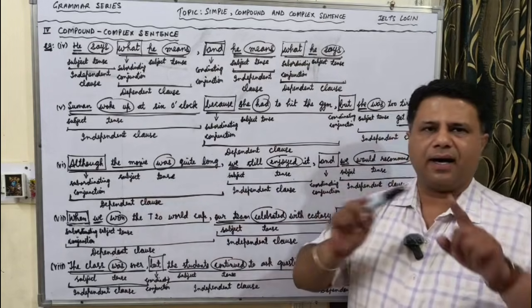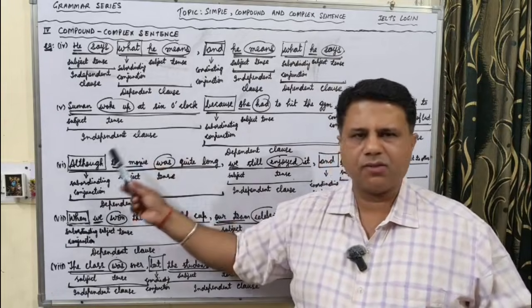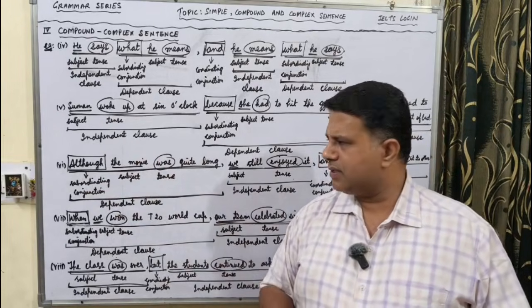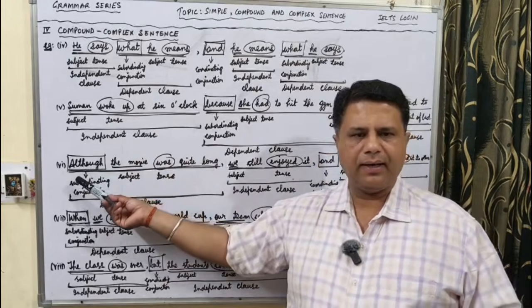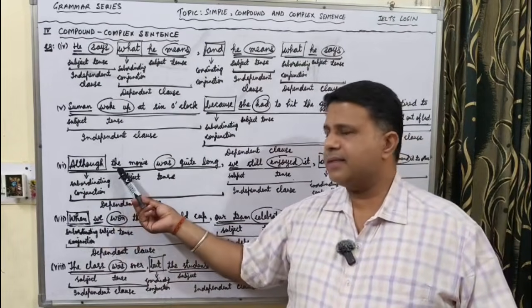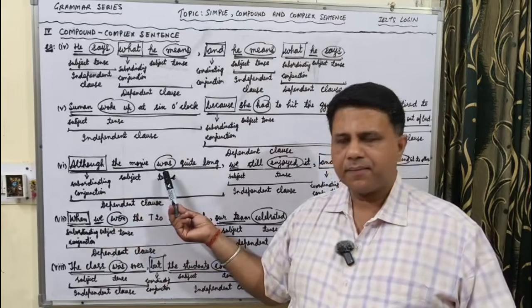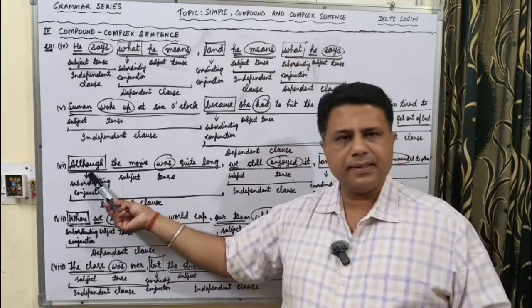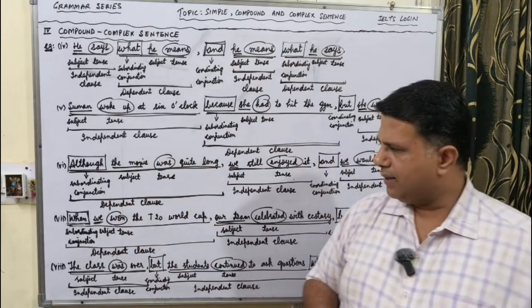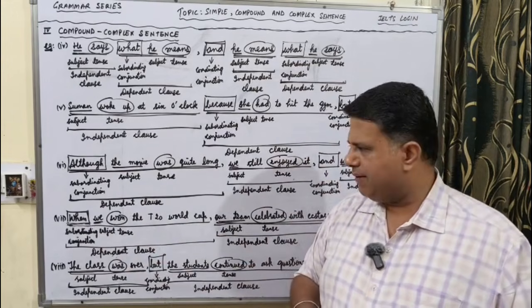So conjunctions are in a box, not a square, a rectangular box. So they are differently highlighted. Subject is separate, verb is circled, and this is in a box. Now next example number 7.